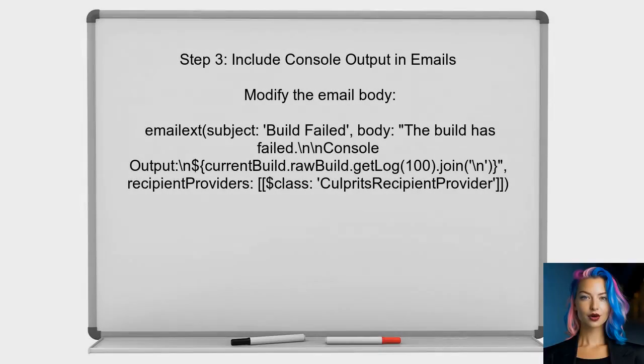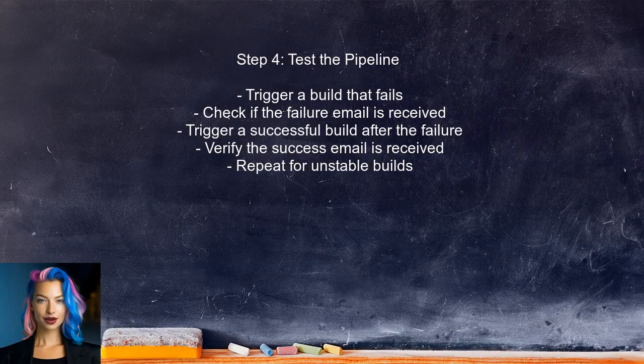The user should also ensure that the email notifications include relevant console output. This can be done by customizing the email body to include the build log. Finally, the user should test the pipeline to ensure that the email notifications are triggered correctly based on the defined rules. This can be done by intentionally failing and succeeding builds.